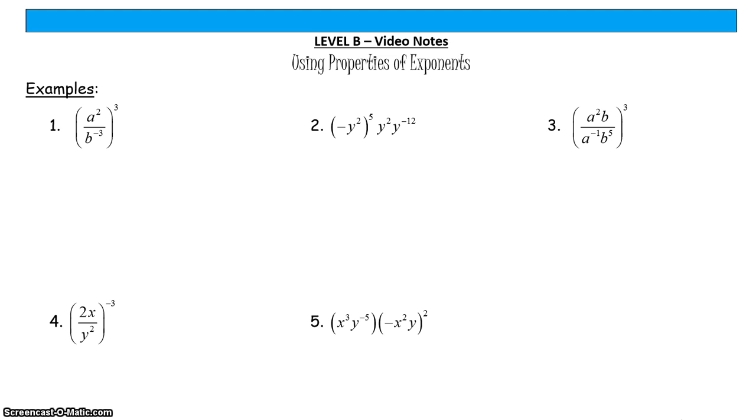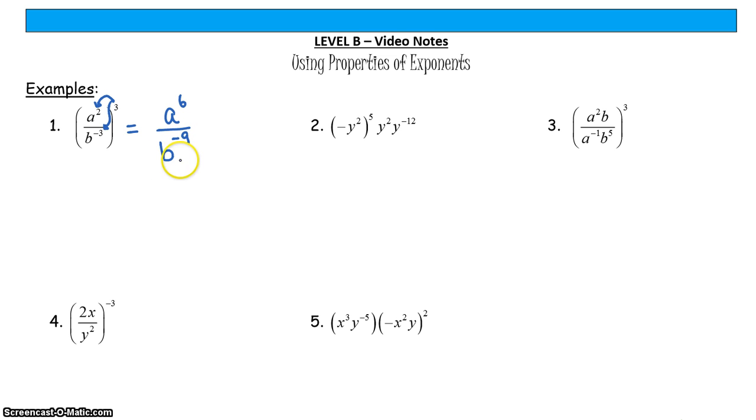Now notice that in the first example we have 2 different bases with exponents with an exponent raised to it. So it's power of a power. And what we're going to do is distribute the power to each of the exponents. So here's what we end up getting. A to the 6th power, because 2 times 3 is 6, divided by B to the negative 9 power.